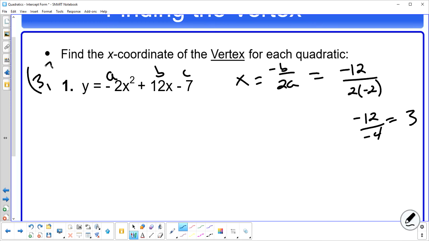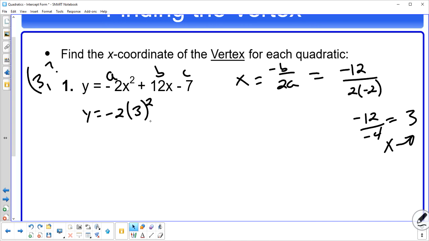Now we need our y-coordinate. And we do that, second step, by taking this value for 3. Remember, this is your x value, and we're going to plug it back in here. So y equals negative 2. I'm going to change the x to 3. It's substitution. Something comes on, something comes off. Plus 12, substitute x for 3, minus 7.